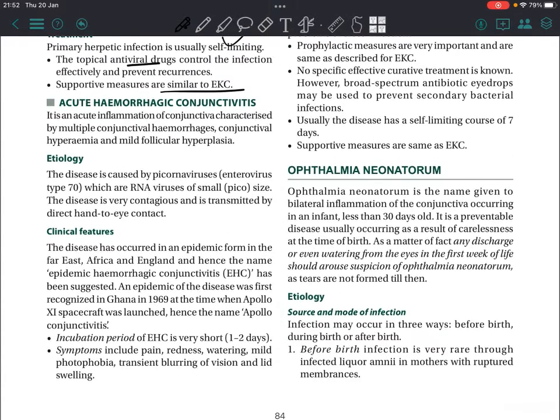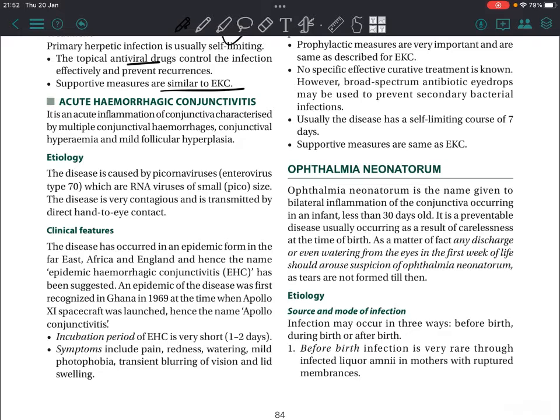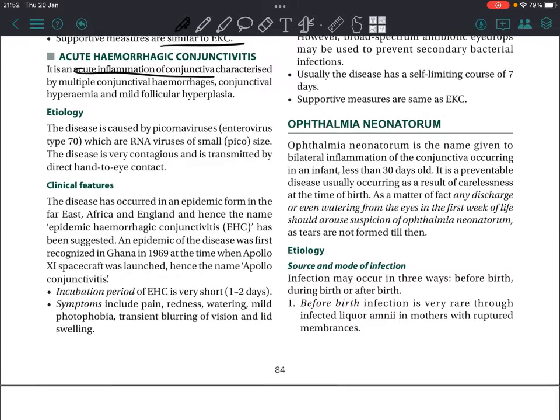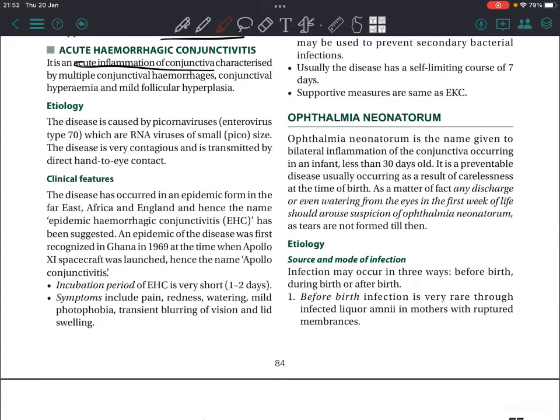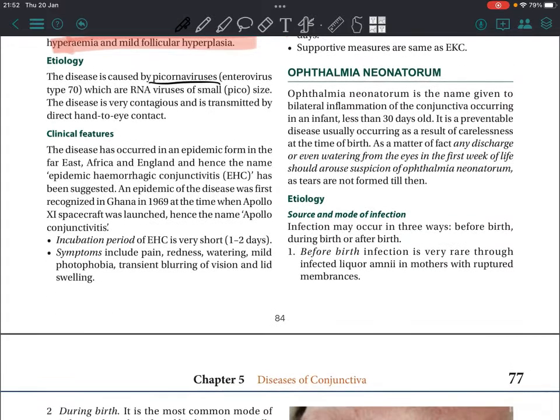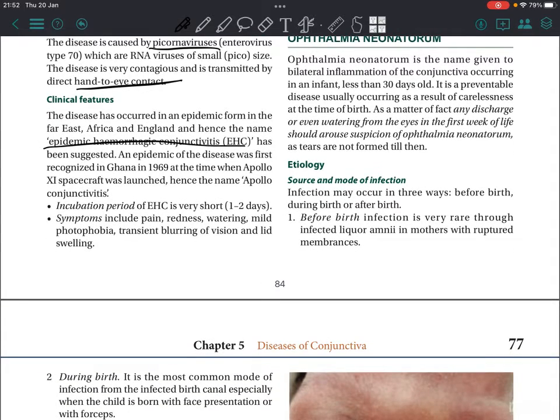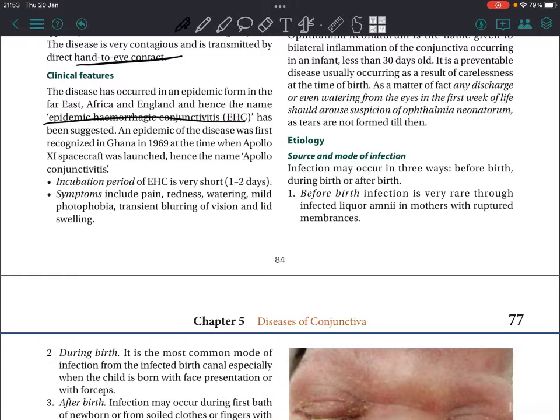Acute hemorrhagic conjunctivitis. It is an acute inflammation of the conjunctiva characterized by multiple subconjunctival hemorrhages, conjunctival hyperemia, and mild follicular hyperplasia. Etiology: it is caused by picornavirus, and it is very contagious and transmitted by hand to eye contact. Clinical features: epidemic hemorrhagic conjunctivitis has been reported in the East. It occurs in epidemic form in East Africa and England.